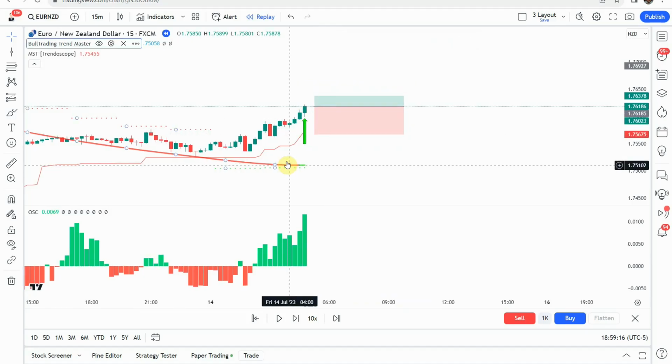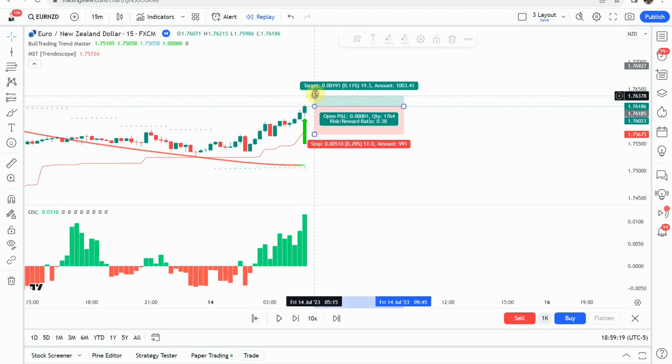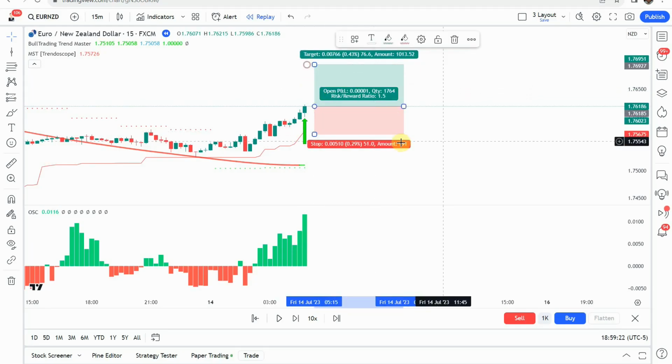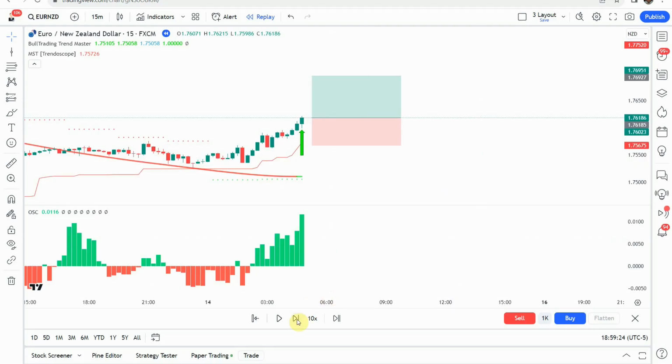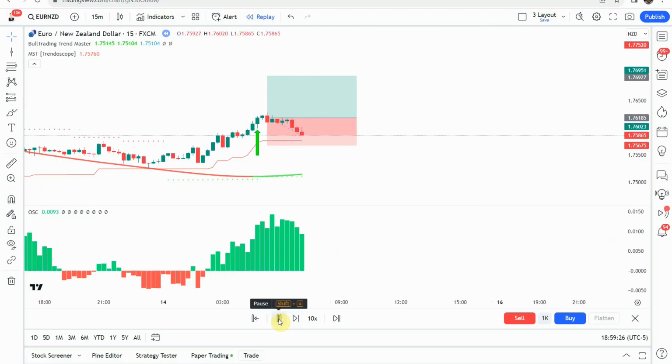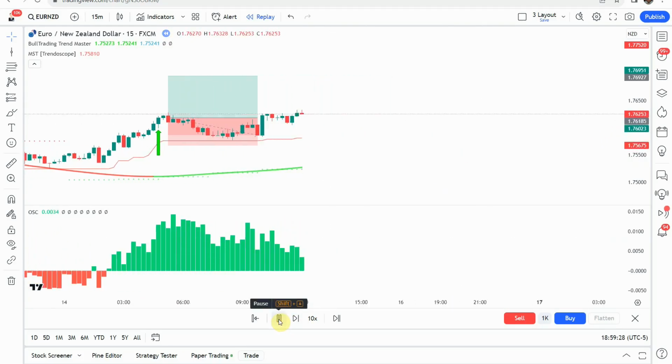We're going to drop our stop just down here at the trendoscope line, and we are going to target the 1 to 1.5 risk reward. Let's go ahead and play this one forward and see what happens.